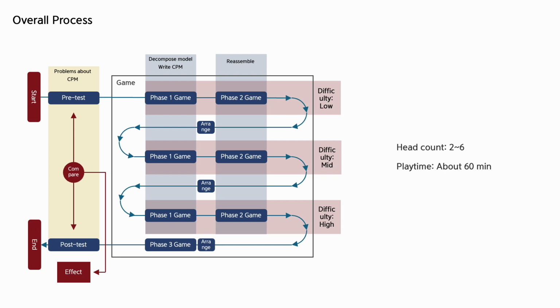The game consists of 2 phases. In phase 1, players disassemble a given model to create a CPM diagram. In phase 2, players reassemble the model using the CPM and projections. Players repeat this process across 3 difficulty levels.